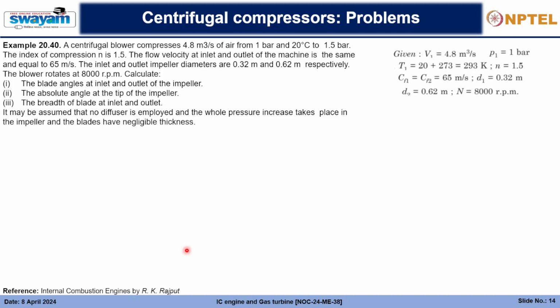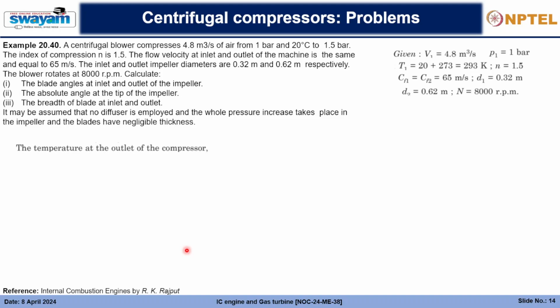So we are given the values: V1 is 4.8 meter cube per second, P1 equals 1 bar, T1 is 293 Kelvin, and the index of compression is 1.5. Then the flow velocities are both equal, and that is 65 meter per second. The diameter at the inlet is 0.32 meter, diameter at the outlet is 0.62 meter, and the rotational speed is 8,000 RPM.